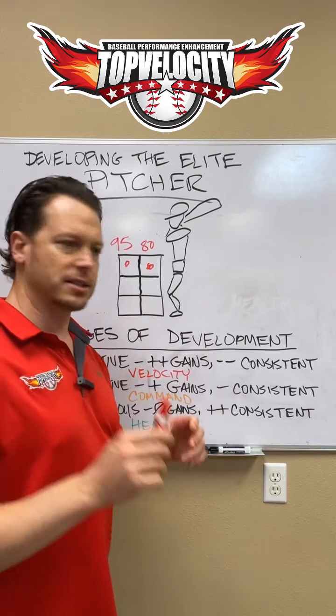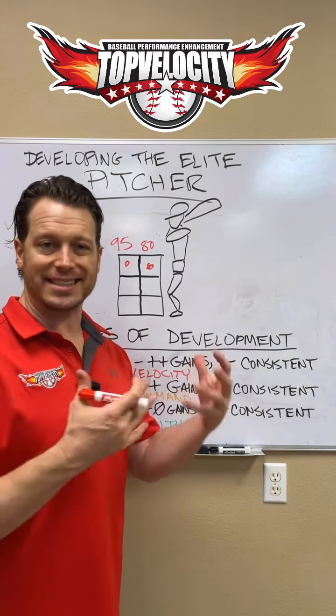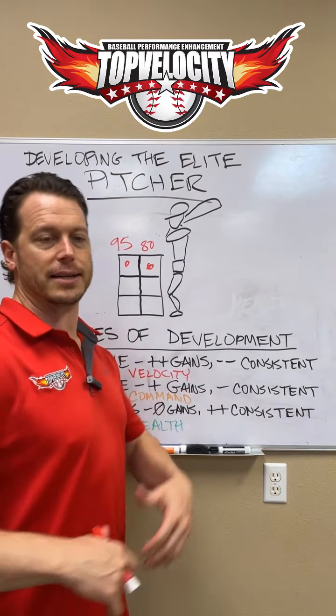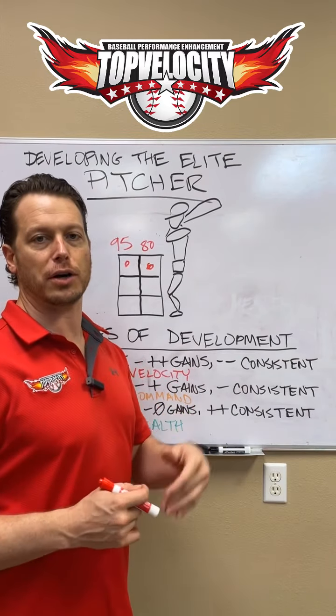To go through the stages of development, we go through the cognitive stage, then the associative stage, and then the autonomous stage. It's like muscle memory at that point. In the cognitive stage, that's where you're learning. You're learning the biomechanics, the training, the explosiveness, the mobility. If you apply well, you're going to start to improve velocity.